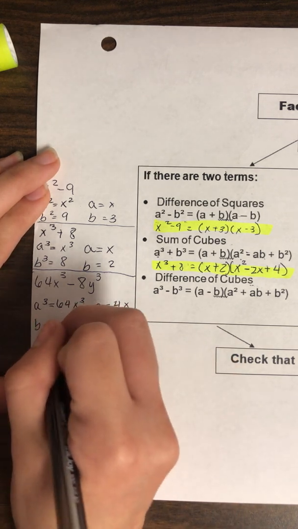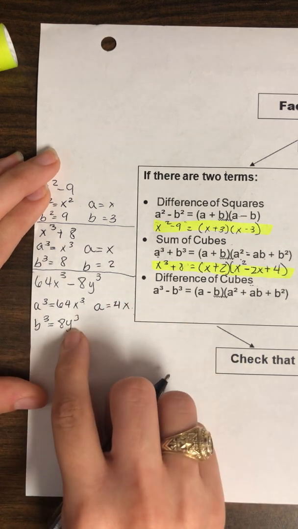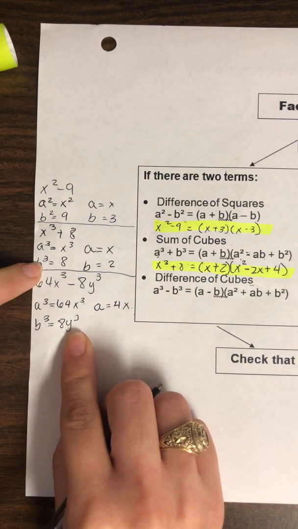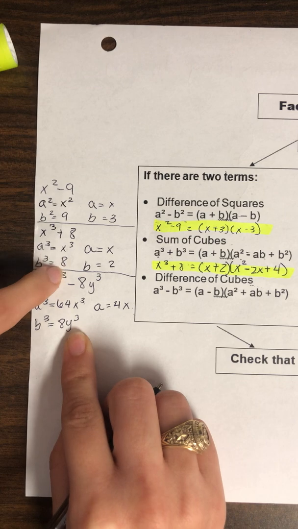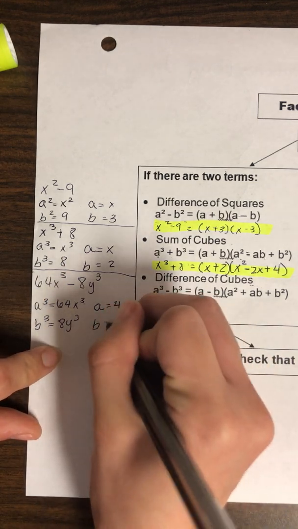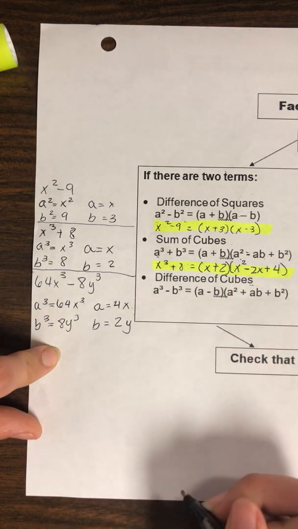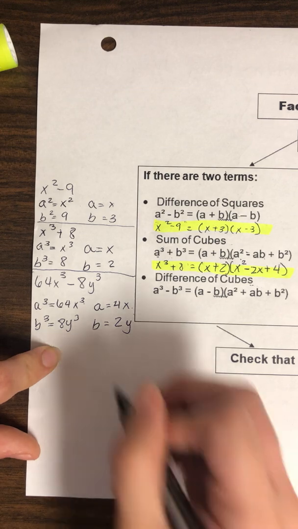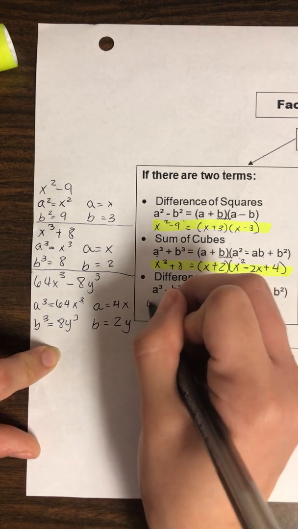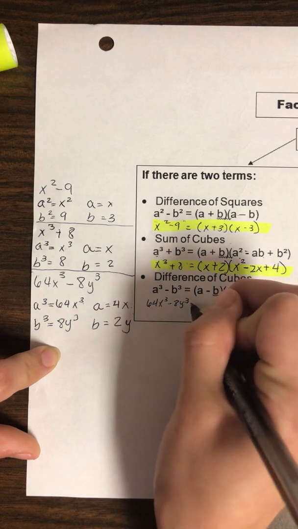Let's look at my b value. So b cubed would be 8y cubed. This one also has a variable. Unlike the previous one where 8 did not have a variable, this one does. So we have to include it in our b value. So 2, because we know that from the previous one, and y. We have to add that y. So again, let me write it up here. 64x cubed minus 8y cubed.